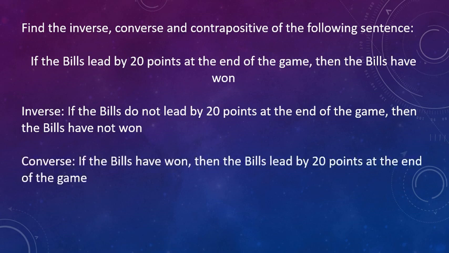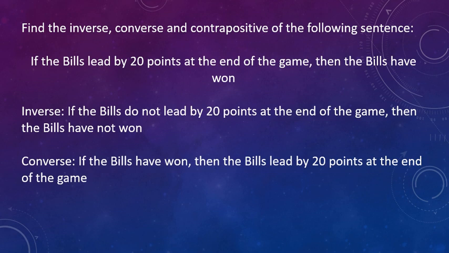Next up is the converse. Once again, converse is you're just switching the locations of P and Q. So now it's Q implies P, not P implies Q. So the converse is if the Bills have won, then the Bills lead by 20 points at the end of the game.